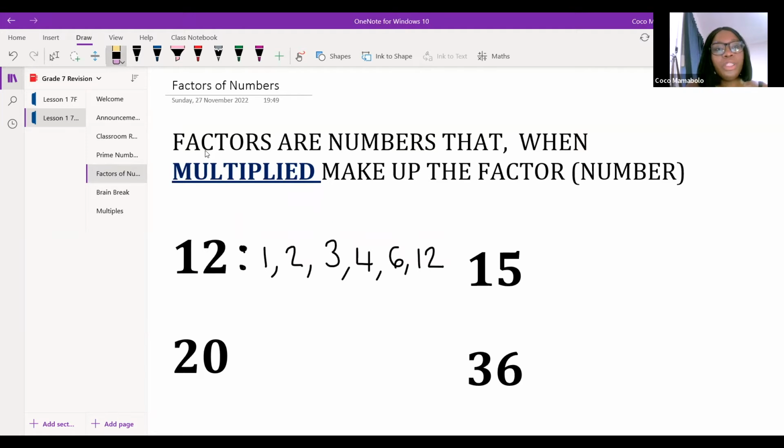So I need a brave soul. Anybody out there want to give us the factors of 15? You can raise your hand. Nondumiso, you're missing a few there. There's a few missing, Gulela. You guys are absolutely right. 3 times 5, yes. But which other two? So I've got 3 and 5. What else is missing?